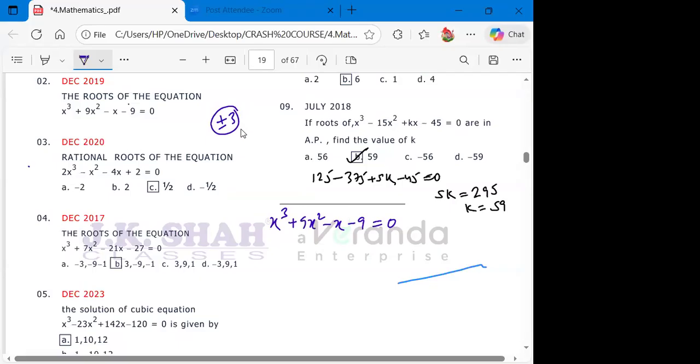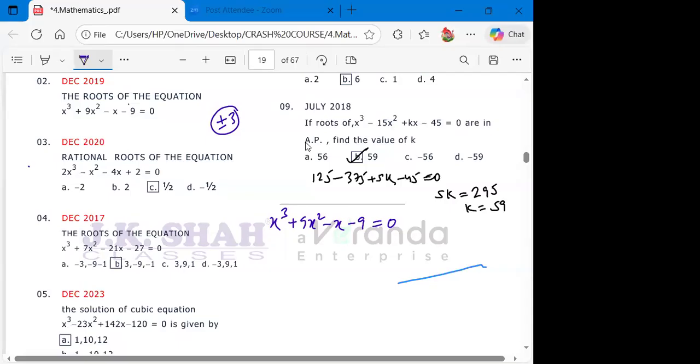Let's see why I'm saying plus minus 3. I'll start from 1. If satisfied, well done, I'll move ahead. If not satisfied, then minus 1, then 2, then minus 2, then 3, then minus 3. But for sure, at CA foundation level, within these 6 you will get it. Let's see. If I start with 1: 1 cube is 1, plus 9 into 1 square is 9. So 1 plus 9 is 10, minus 1 is 9, minus 9 is 0. Sir, I'm very lucky. In one shot, I got the value.